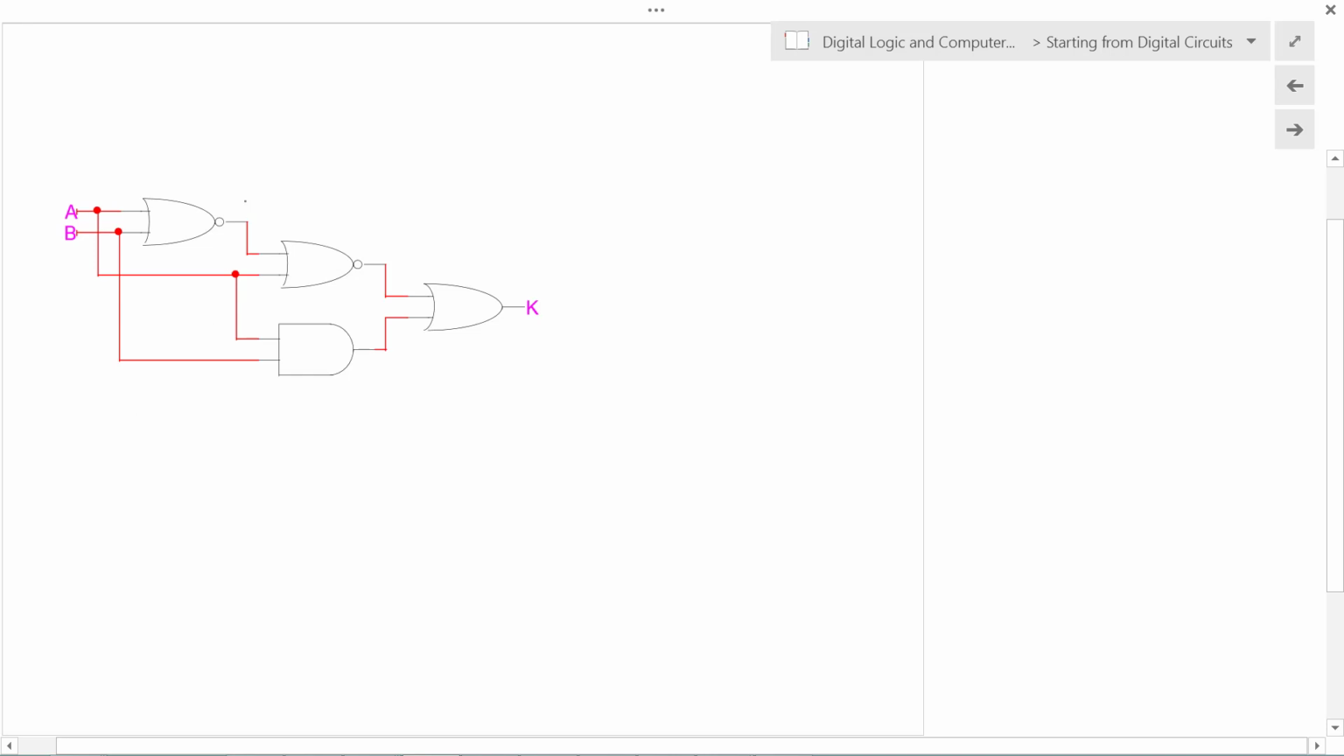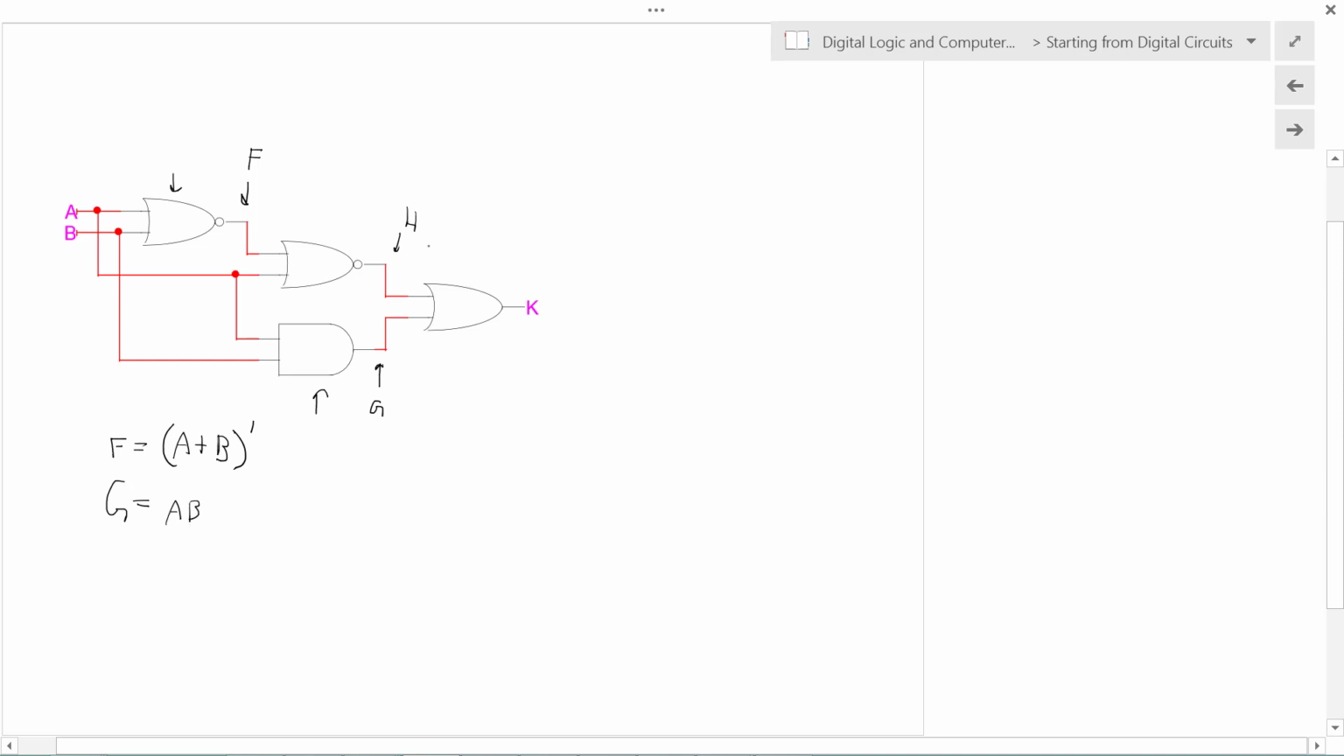Let's label these output nodes. Here, we'll call this F. We'll call this output node of this logic gate G, and the output node of this logic gate H. This will give us a system of equations. F is equal to, we have a NOR gate here, (A or B) prime, so A NOR B. G is the AND operation of A and B. So G equals A ANDed with B.